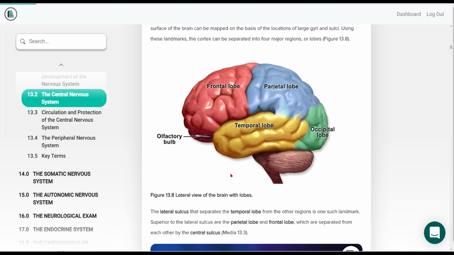A couple of additional structures. And again, all of these are really important structures that you'll be seeing in Lab 6. The lateral sulcus, right? Lateral, on the side, sulcus, a groove. This is this one. So as I point right here with the pointer, this is the lateral sulcus. The lateral sulcus is a very distinctive groove that separates the temporal lobe from the other regions, from both the parietal lobe and the frontal lobe.